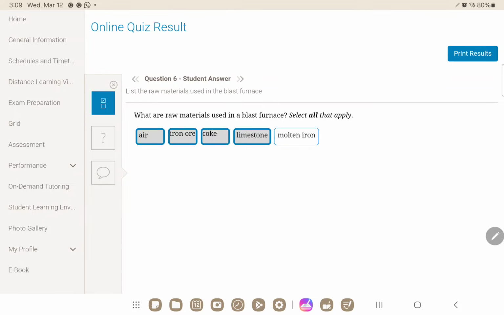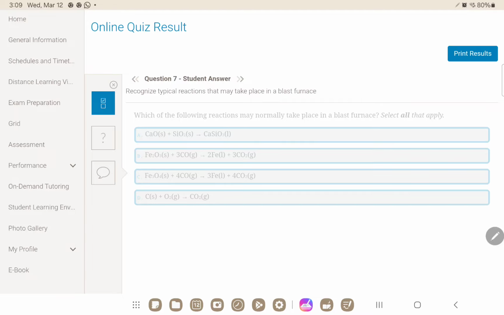Okay, when you have a blast furnace, you need air, specifically hot air, the iron ore, magnetite or hematite, coke, which is a carbon compound, like coal but more pure, and limestone. We don't need molten iron. We're trying to make iron.